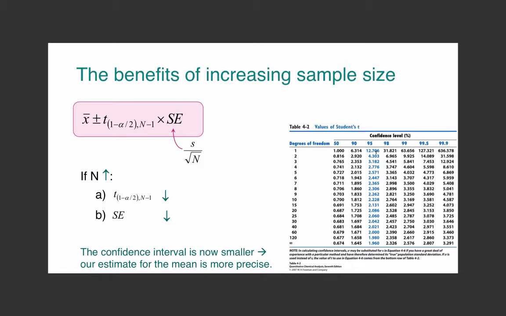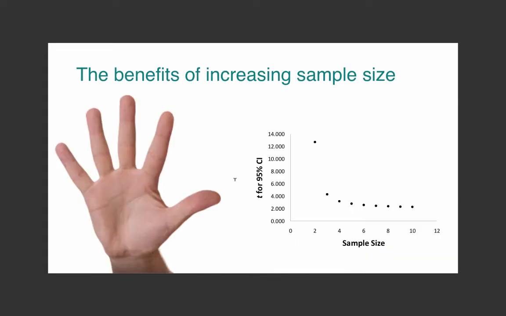And also, if you look at a table of t-values, this is the degrees of freedom, as that becomes bigger, you see a drop in the t-value. Of course, it doesn't decrease down to 0 like the standard error will as n goes to infinity, but it still decreases. Okay, so both of these things are going to decrease, and that's going to have the effect of making our uncertainty smaller, making our estimate for the mean more precise.